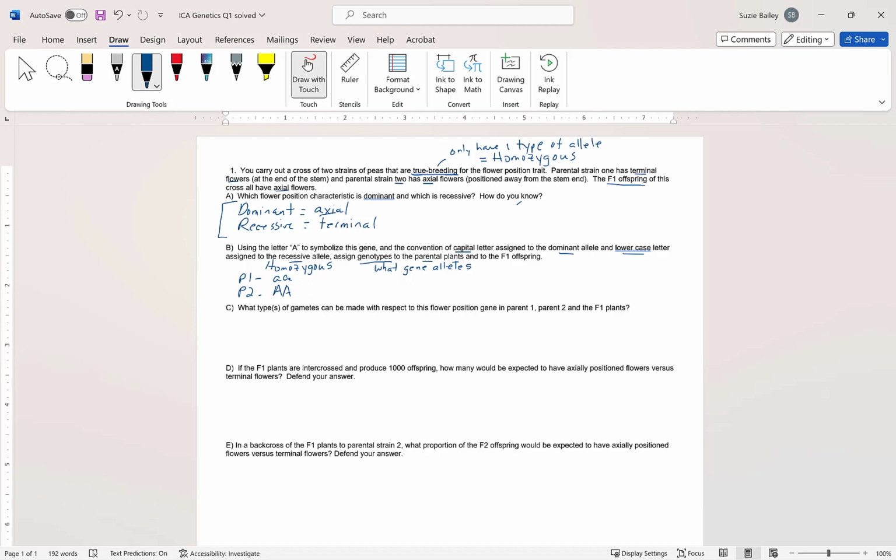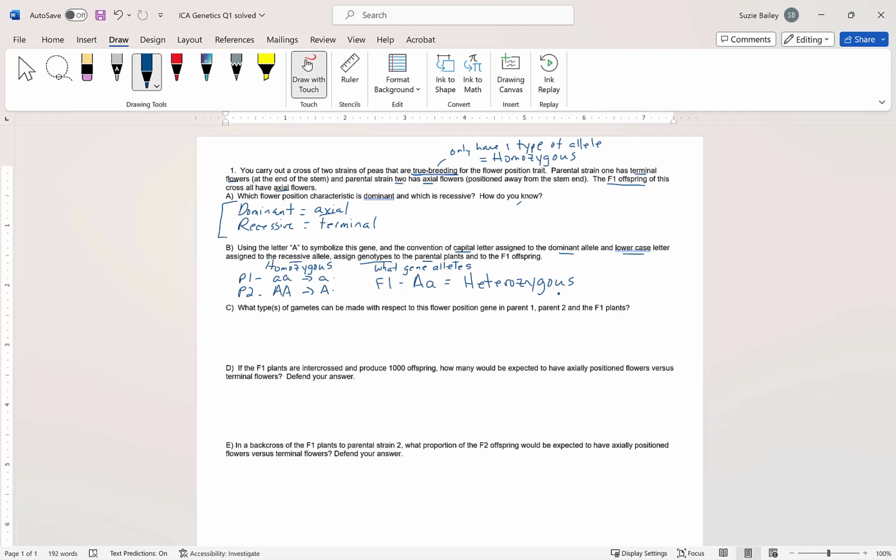and since parent strain 1 only has the recessive allele to pass on, and parent strain 2 only has the dominant allele to pass on, all of their offspring in that F1 generation are going to have the same genotype, which is one of each. One dominant allele, one recessive allele inherited from each parent. And when we have 2 alleles in the same individual that are different at a given gene, we call that genotype heterozygous as opposed to homozygous.